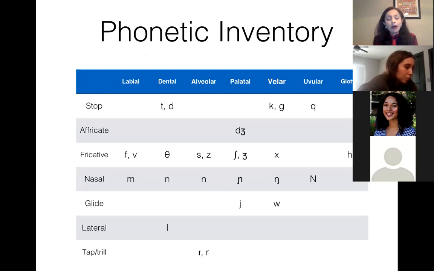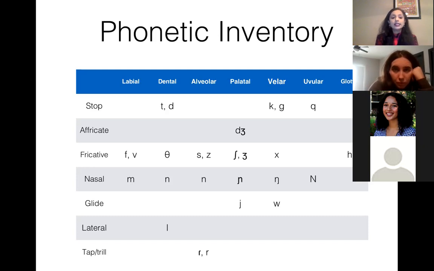So this is what a consonant inventory looks like. This is what I expect you to make for your constructed language. So it's really important that you have a table like this in your final project. I will be asking you to make a table like this for your constructed language in your next assignment. So you should already be starting to think of that. So as you can see, you have the manner of articulation, stop, affricate, fricative, nasal, etc., and labial, dental, alveolar, palatal, velar, and uvular as the place of articulation.